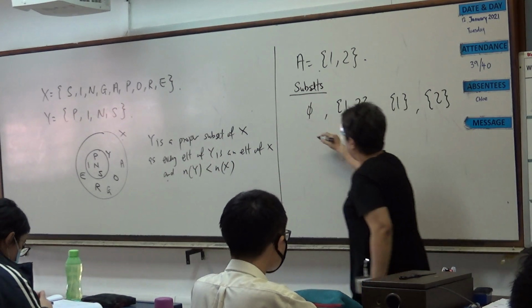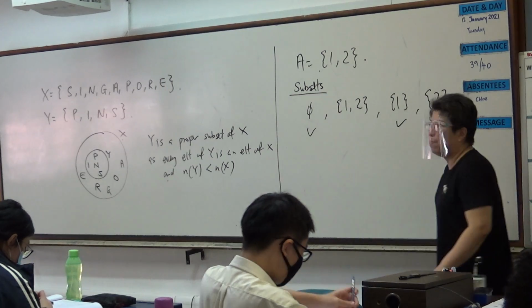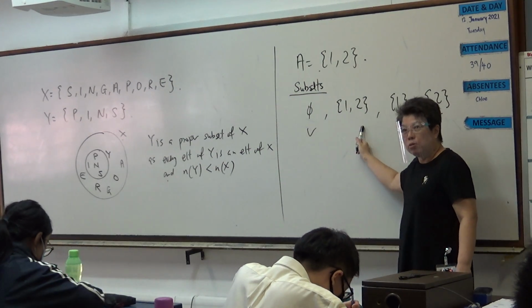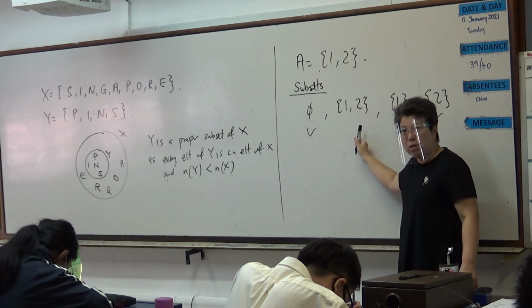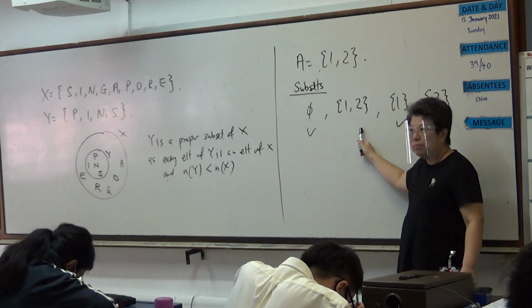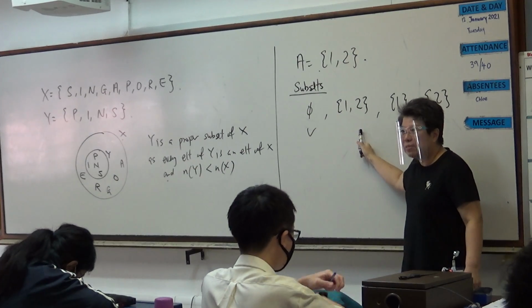So, this and this are proper subsets. This one is not a proper subset. Do you understand what I'm talking about here? Because this is an equivalent set actually. So this is just called a subset. Do you follow? A subset, not proper.